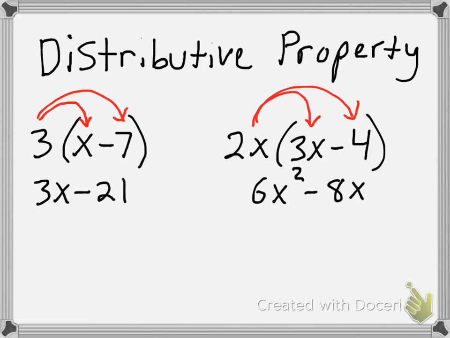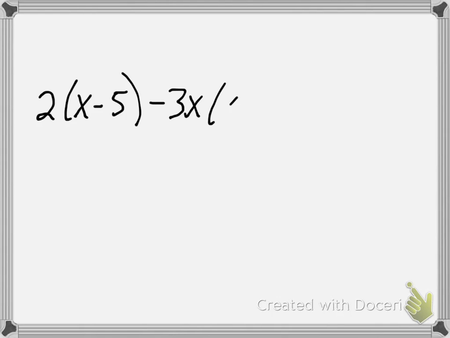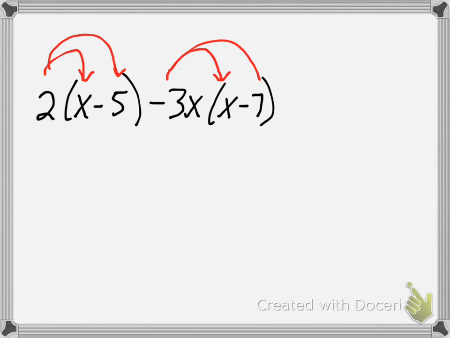Alright, we're going to look at one more that's extended, so I'm going to erase these off of there. Let's say I do 2x minus 5, and we'll do minus 3x times x minus 7, let's say. Alright, so with this one I actually have two different sets of distributive property. I have a 2 on the outside that's going to have to multiply to both of these. And then I have a negative 3x, or a minus 3x, that I'm going to multiply to each.